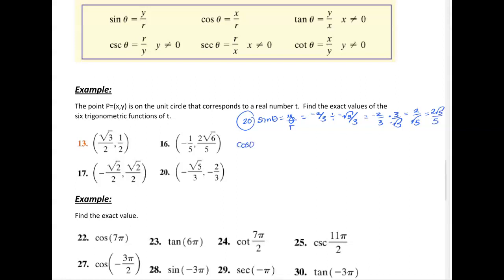So if we do cosine of theta, cosine is x over... Oh, hold on one minute. I actually goofed up. We've got to find the radius first, guys. So let's do that. Let's draw our picture.